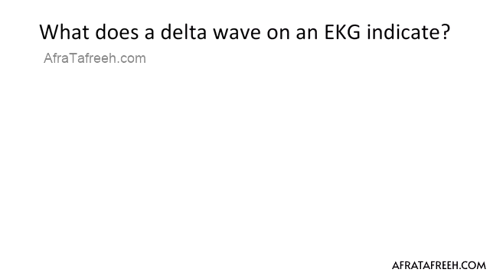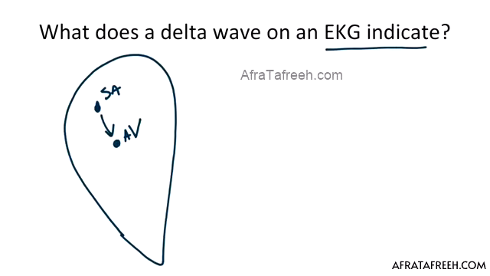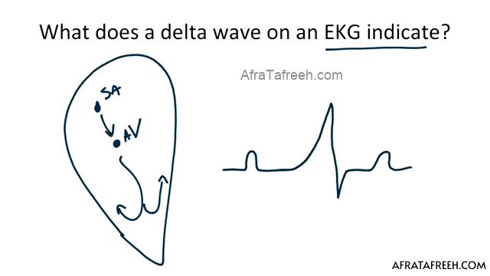What does a delta wave on an EKG indicate? Let's draw this out. This is the heart, the SA node, and the AV node. Remember, the SA node normally sends a signal to the AV node, which can then propagate throughout the remaining portions of the heart. A delta wave looks like this on an EKG. So you can see this little upslope right here, where we normally expect there to be a little dip.